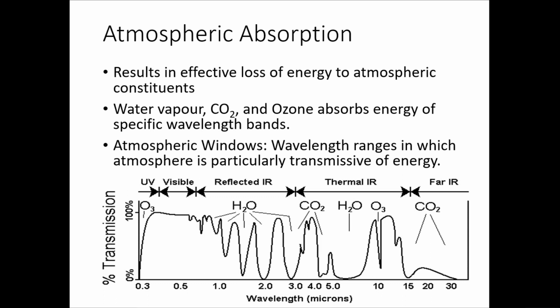So ozone absorbs. There are two major energy interaction processes that happen in the atmosphere: one is scattering and another one is absorption. Three major components in the atmosphere that absorb energy from the electromagnetic spectrum are water vapor, carbon dioxide and ozone. As you can see here, energy in the UV wavelengths is absorbed by ozone.